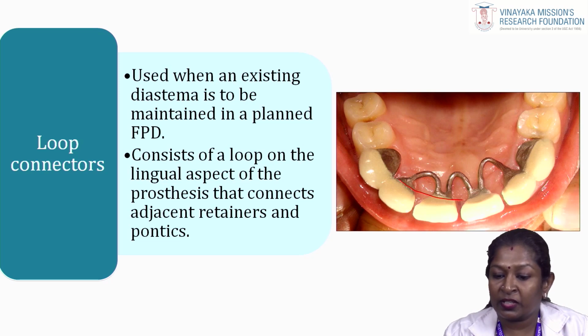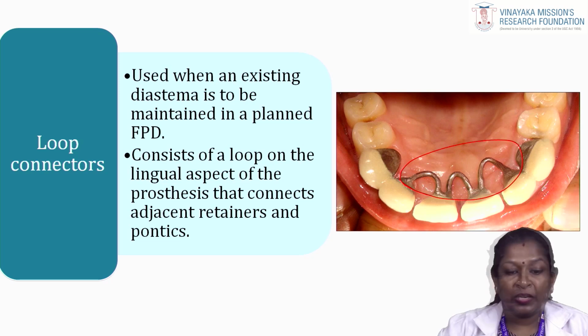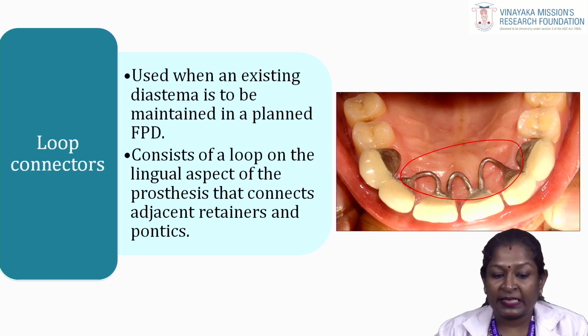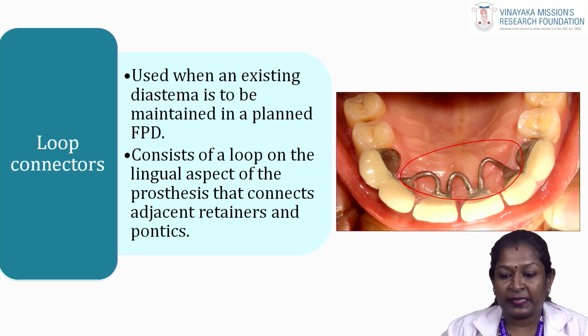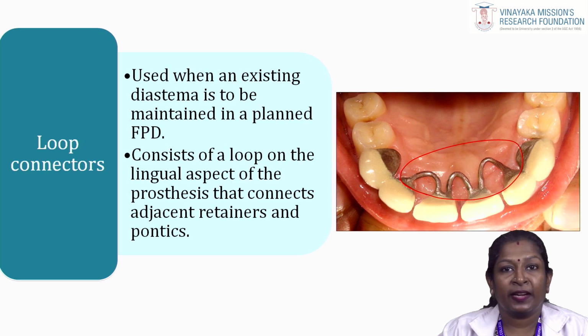If you look at this picture, this is the loop on the lingual aspect of the prosthesis that connects adjacent retainers and pontics. In case of midline diastema, giving a regular FPD will increase the buccolingual width, which will not be pleasing aesthetically. That is when a loop connector comes into play.